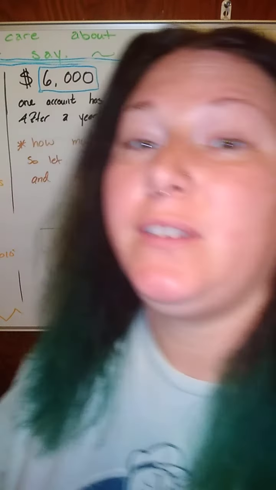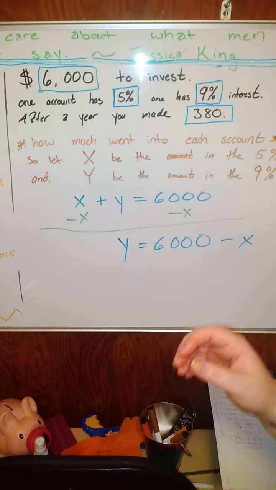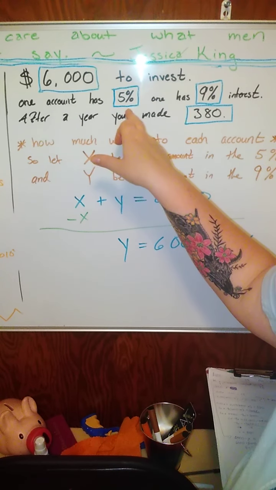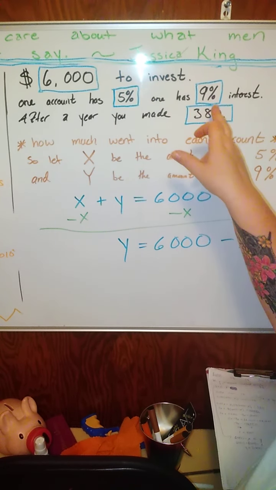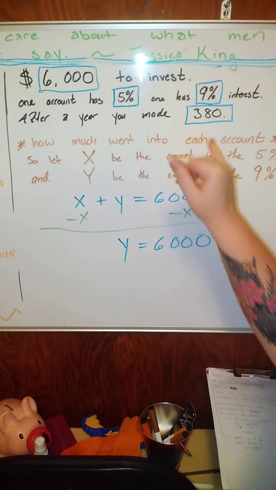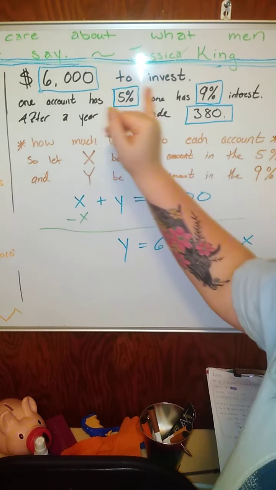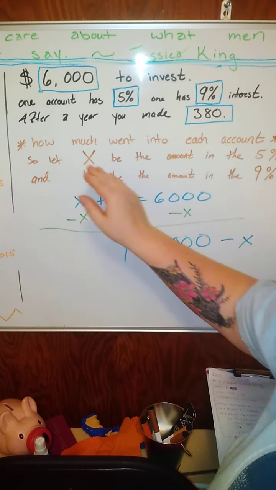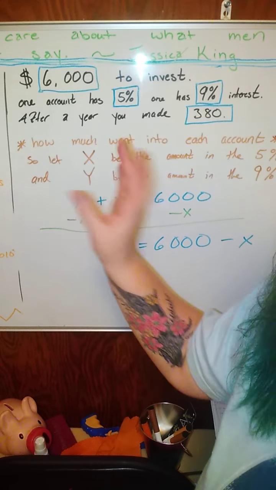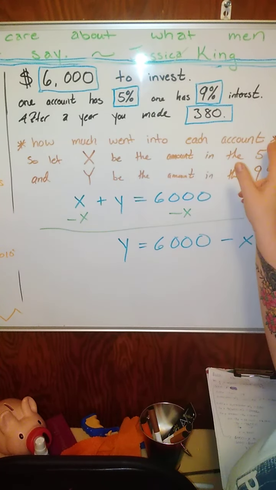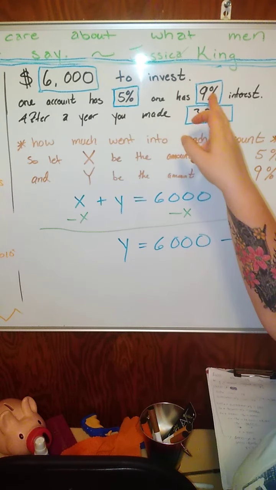So anyways, number 1. You have $6,000 to invest. There are 2 accounts. One is 5% interest. One is 9% interest. And after a year, you made $380. So that's a great first step, to just put down the information that you know. These are the numbers that we know. Then you have to figure out what it is that the question is asking you to find. So it's wanting you to find how much went into each one of these accounts.